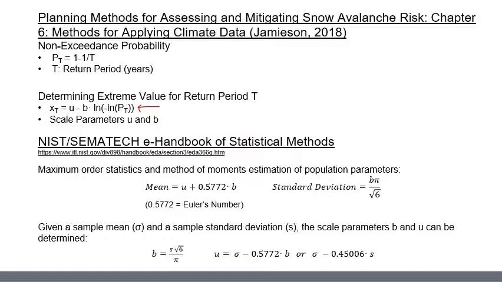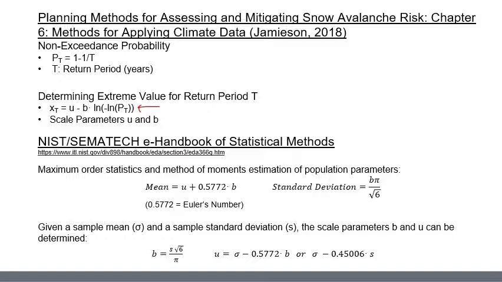In Dr. Jamieson's book, he uses a fitting method to determine the scale parameters u and b. This method likely estimates the return period more accurately than the methods used in this project. However, it's more labor intensive estimating u and b. So the second half of this slide covers a more generic method called the method of moments, which is taken from a statistics textbook.